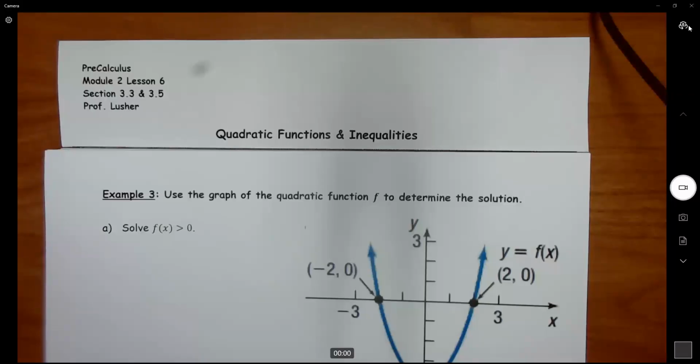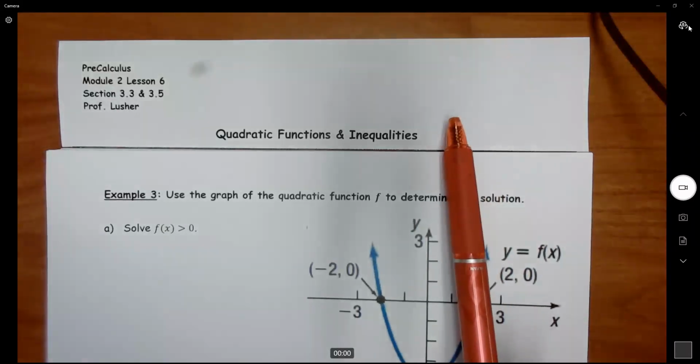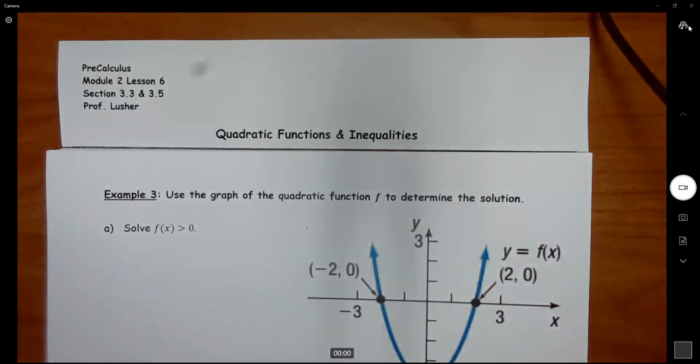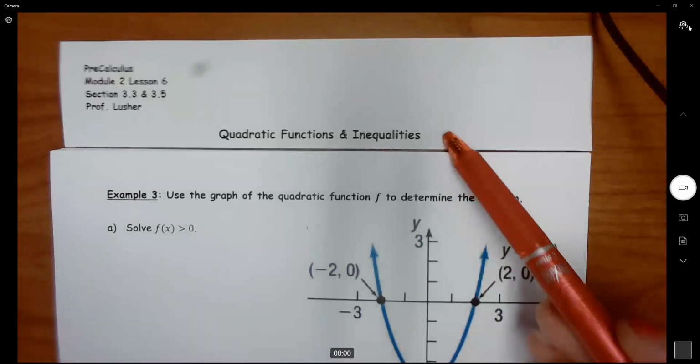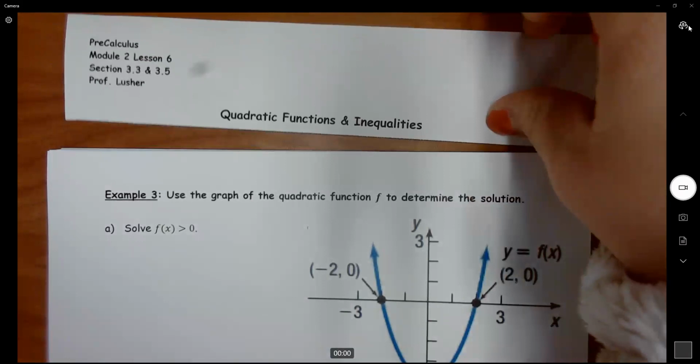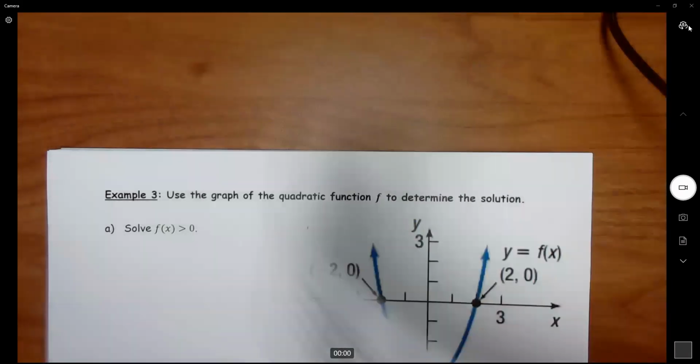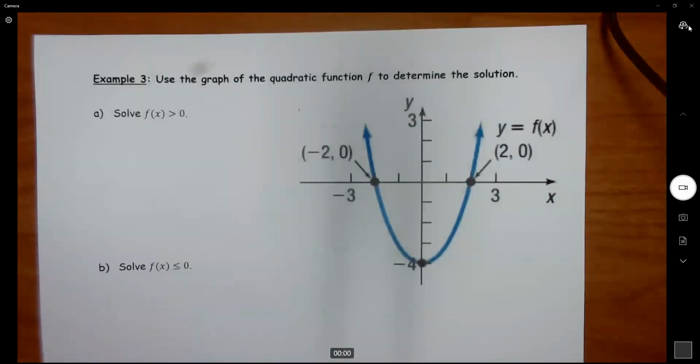All right, in this video, we're going to go over quadratic inequalities. This was from the very first page. The first 75% of this lesson is just over quadratic functions, but the last little part that we need to hit are these quadratic inequalities. You're going to solve quadratic inequalities two ways, graphically and analytically.